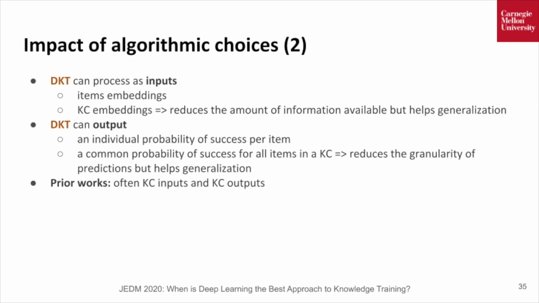Deep knowledge tracing can process as inputs either item embeddings or embeddings of the knowledge components associated with items. This reduces the amount of information available, but helps generalization because datasets contain many more learners per KC than per item. Similarly, DKT can output either an individual probability of success per item or a common probability of success for all items in a KC. This reduces the granularity of predictions, but also favors generalization. Prior works often use KC inputs and KC outputs, without explicitly discussing the effect of this modeling choice.